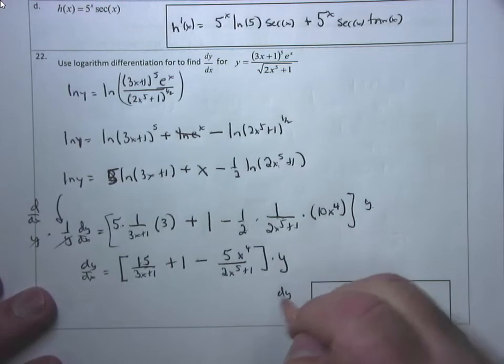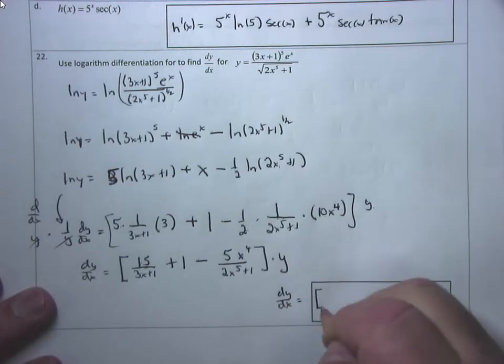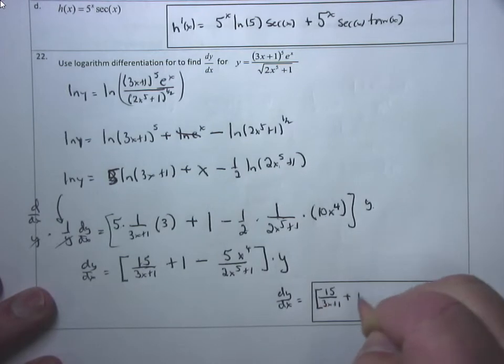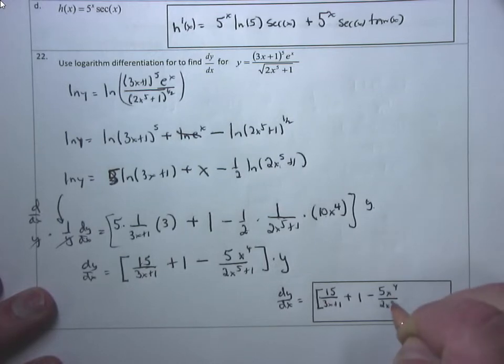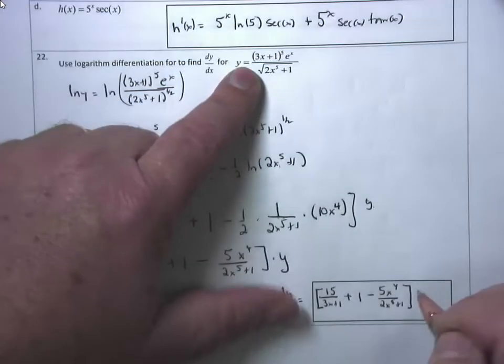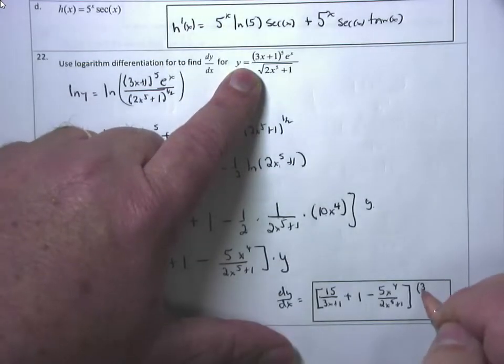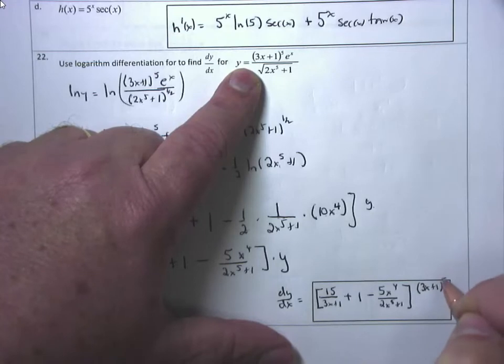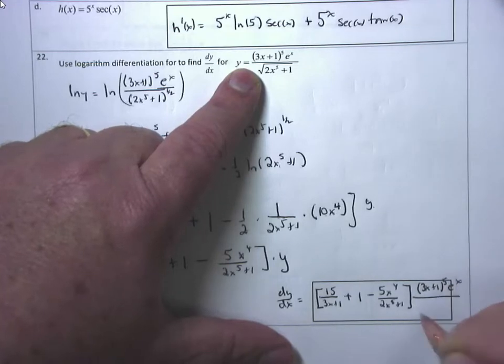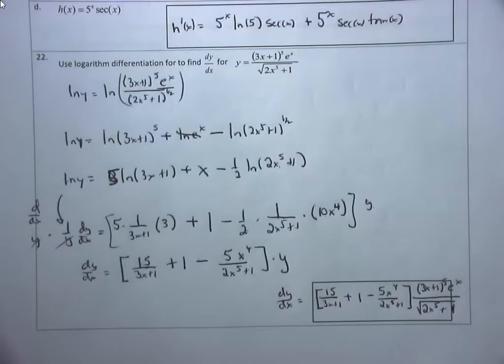So I get dy over dx equals bracket 15 divided by 3x plus 1 minus 5x to the 4th over 2x to the 5th plus 1, times, close the parentheses, the original function, which is 3x plus 1 to the 5th times e to the x divided by the square root of 2x to the 5th plus 1. Does that make sense? Logarithmic differentiation.